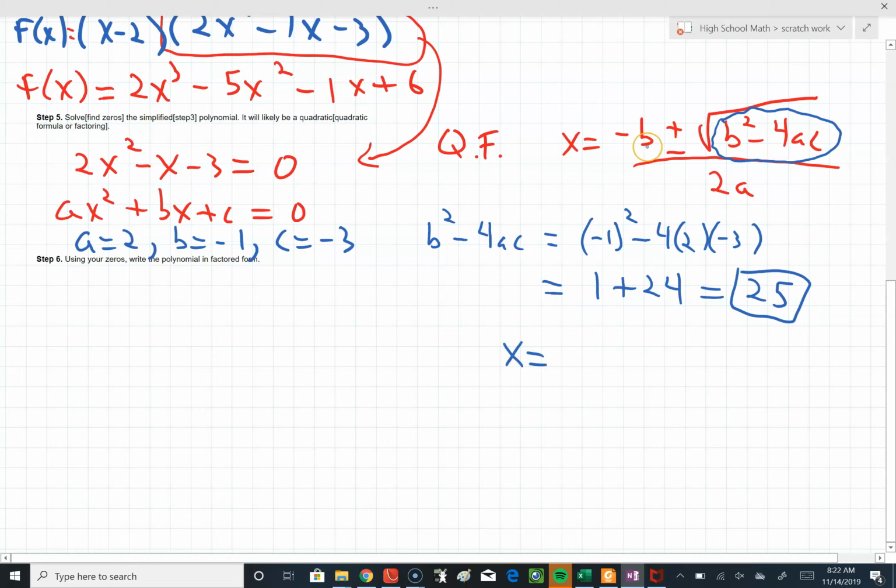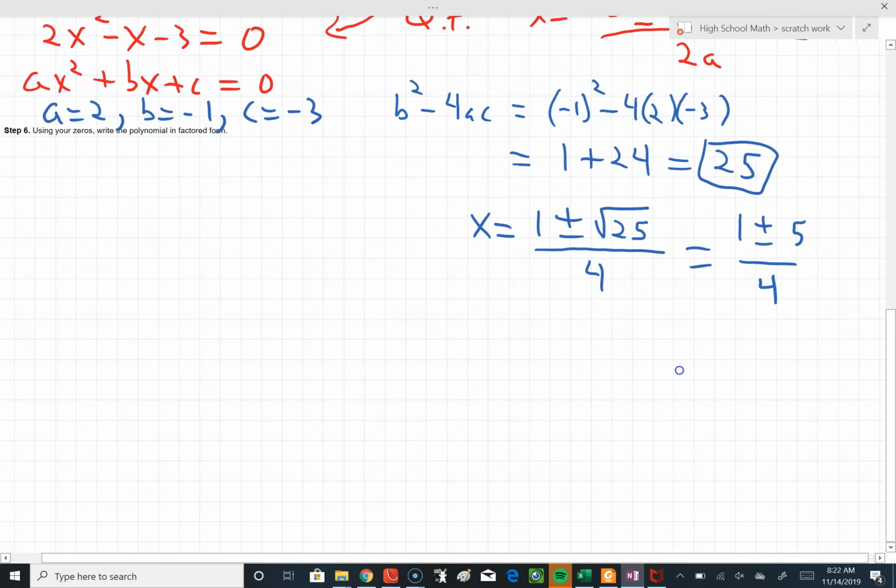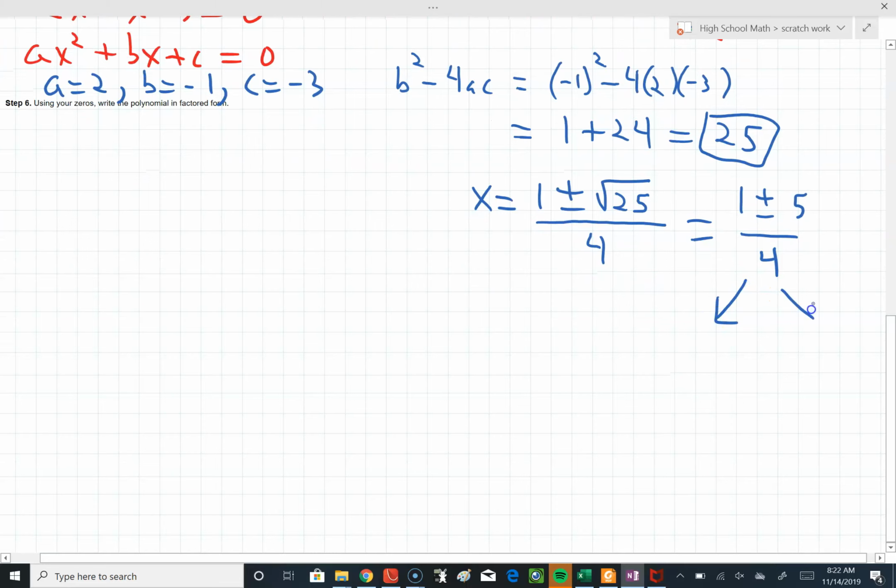x equals negative b. If b is negative 1, negative negative 1 is 1, plus or minus the square root of, well, we've already found our discriminant. It's 25. Do you see how this is cleaning up our quadratic formula? Very good. 2 times 2, this will be 4 here. Any questions? What's the square root of 25? So we have 1 plus or minus 5 over 4. This is two separate numbers. It's 1 plus 5 divided by 4, or 1 minus 5 divided by 4.